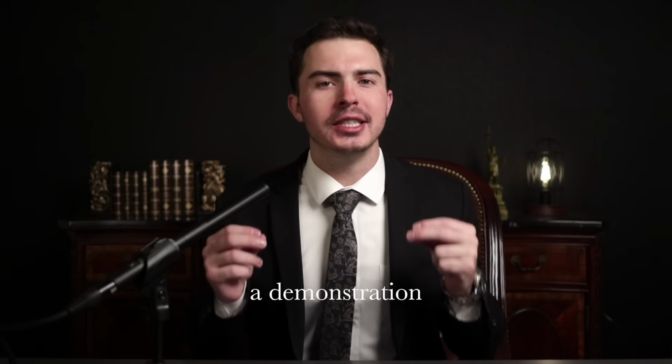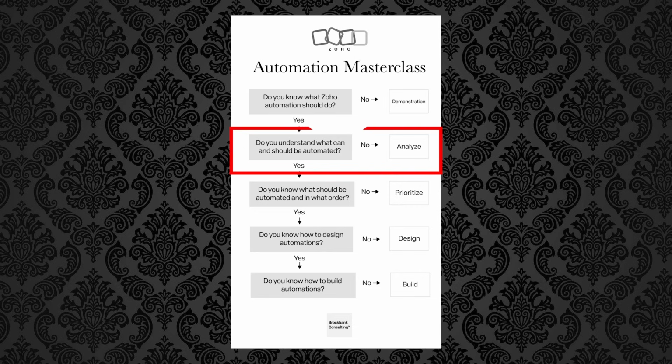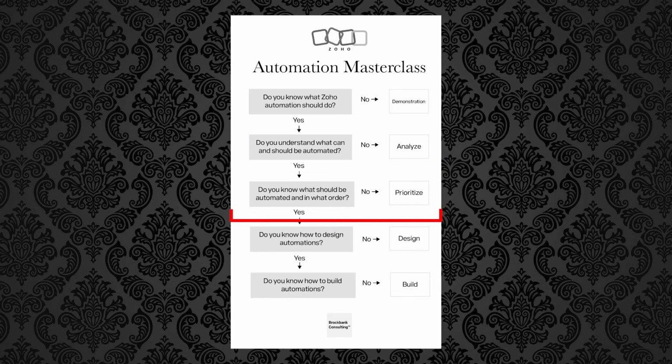First, I'm going to do a demonstration of an automated Zoho CRM process. That way you can understand the power of Zoho's automations. Second, I'm going to cover how to properly analyze a process to discover automation opportunities. That way you don't cement bad practices into your business. Then we'll dive into prioritization, which is arguably the most important aspect of automation, pre-work, solution design, and actually building the automations.